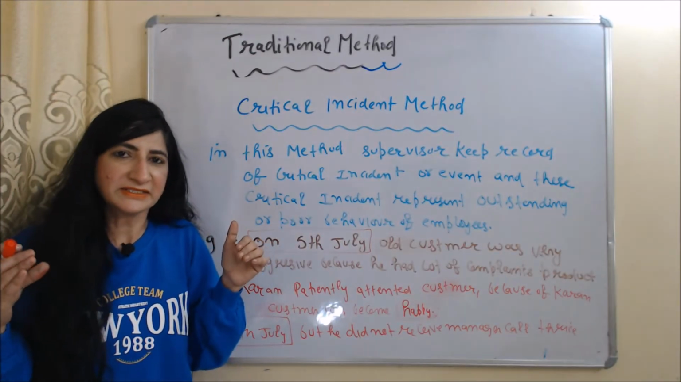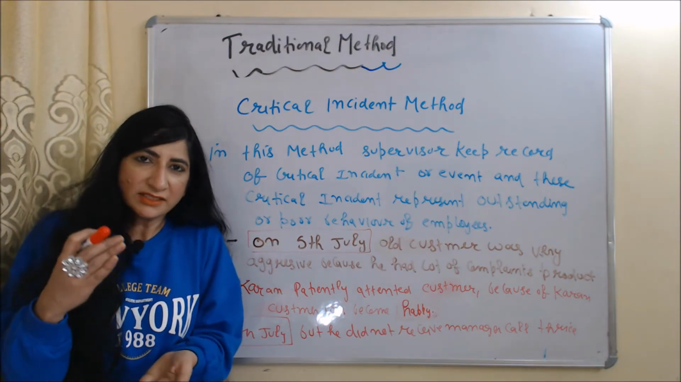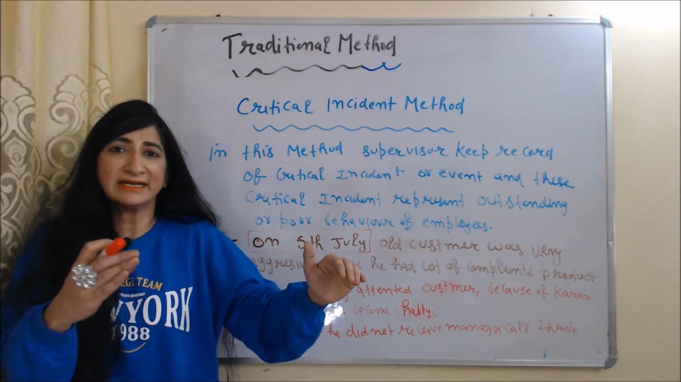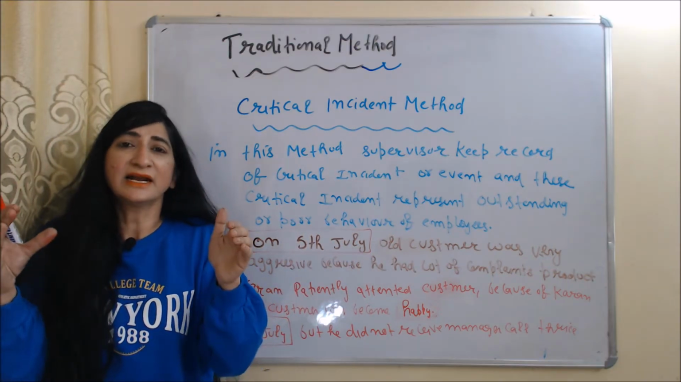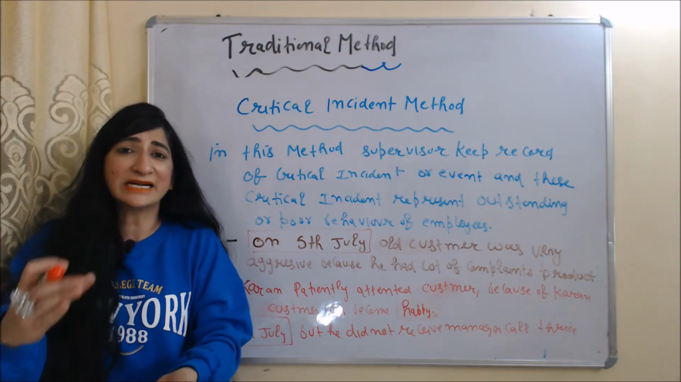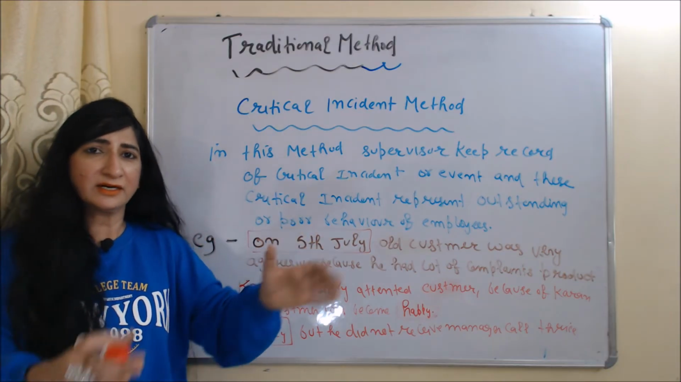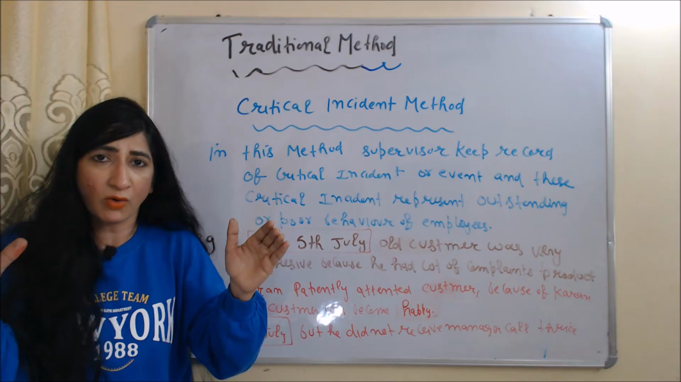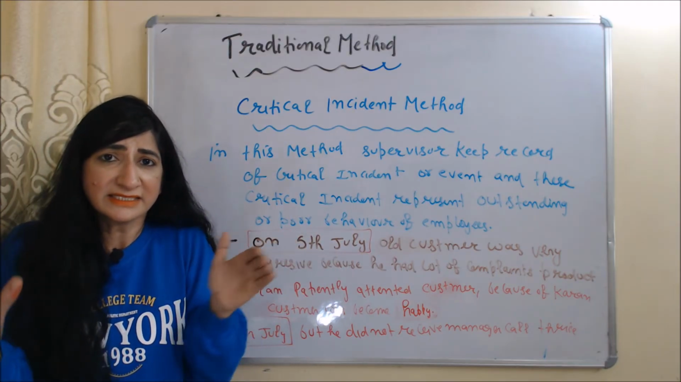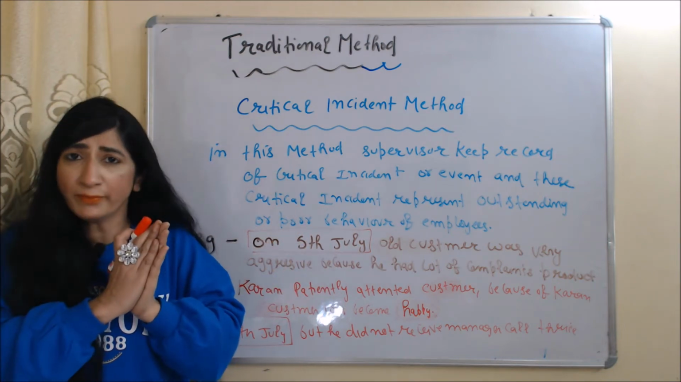Next traditional method is critical incident method. In this method, the supervisor keeps a record of critical incidents and events, and these critical incidents and events represent outstanding and poor behavior of employees.